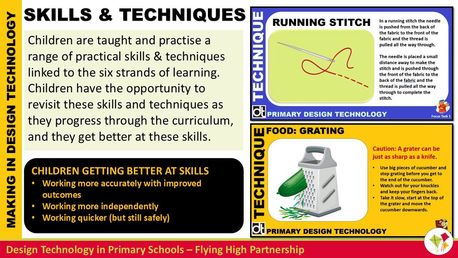When making a product, children are taught and practice skills and techniques that allow them to make the product that they have designed. Some of these skills and techniques will be specific to a strand of learning, such as learning the simple running stitch to join textiles together, or learning how to grate fruit and vegetables using a box grater when preparing food. Some skills and techniques will cross over a number of learning strands and include skills such as cutting paper and cards using scissors. We will look in greater depth at these specific skills when looking at the technical and practical knowledge for each strand of learning later in this presentation.